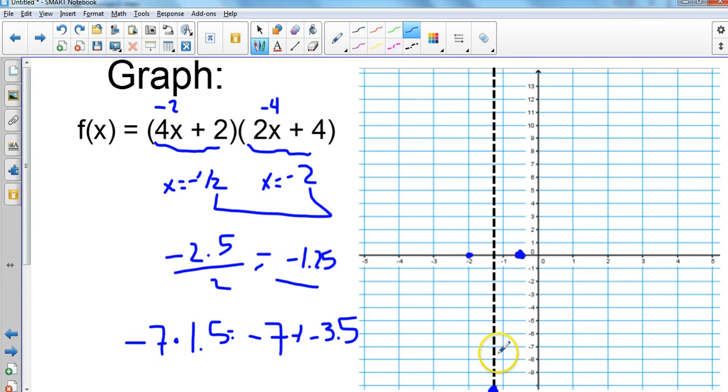Okay, so now let's put in some values. Let's try a negative 1. So if you put in a negative 1 here, 4 times negative 1 is negative 4. Negative 4 plus 2 is negative 2. So we're going to get a negative 2 times, putting in a negative 1 here, 2 times negative 1 is negative 2. Negative 2 plus 4 is a positive 2. So if we put in a negative 1, it looks like we're going to get out negative 4, and that doesn't seem right to me.